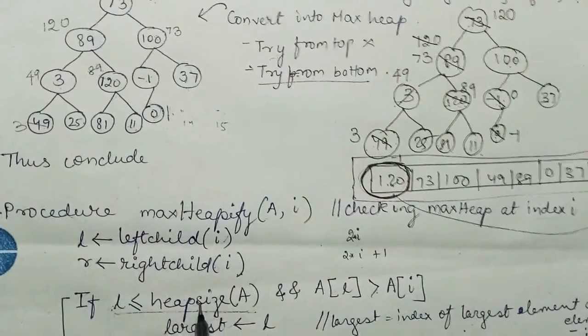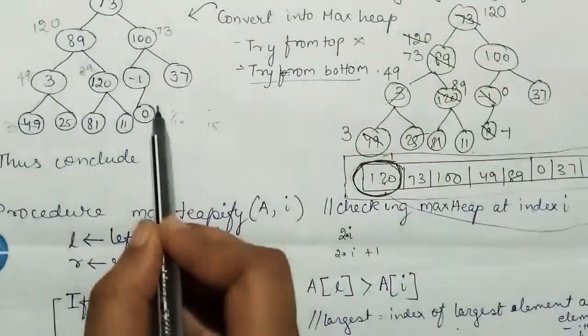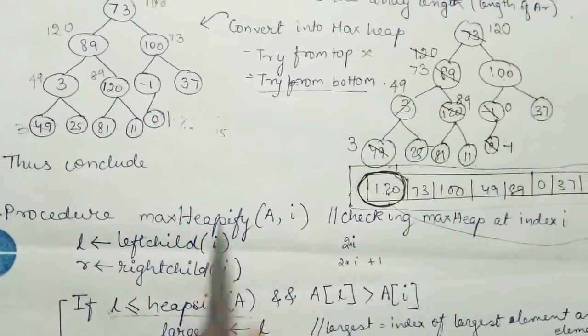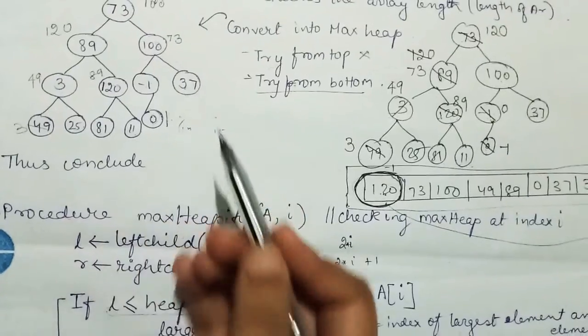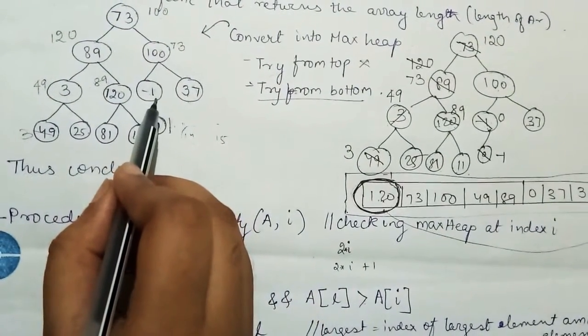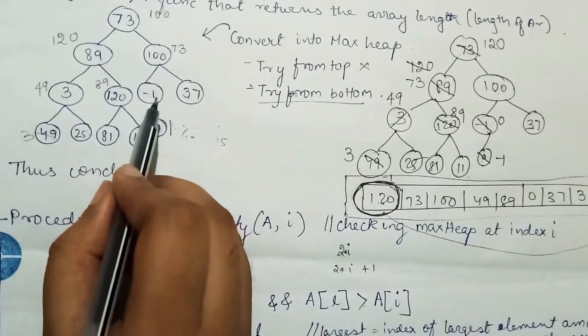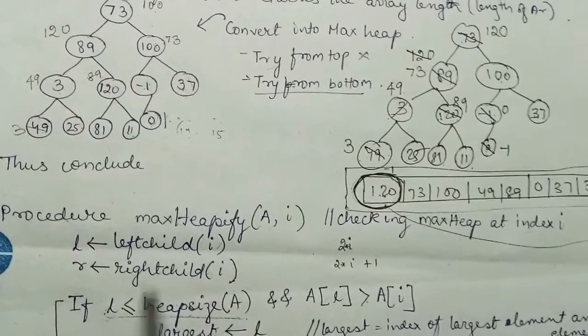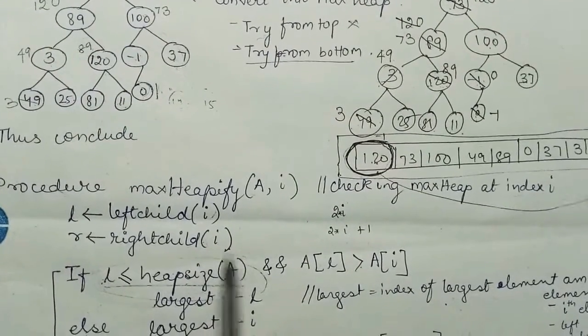So L is less than the heap size? I got 14, and 14 is less than heap size 12? No. Therefore we won't have to consider this node because we don't have any child nodes. So we always start from the nodes that have at least one child. That is, from this node we have to consider. Here we don't have to check anything. That's why this condition is there.